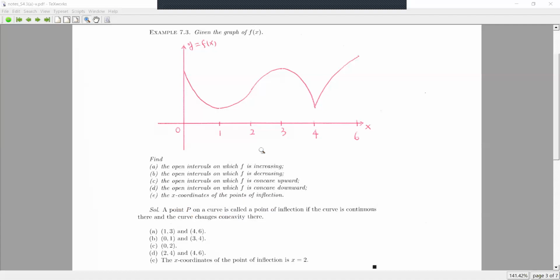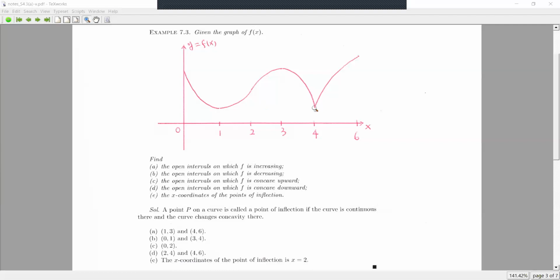So go back to the graph. At which point on the graph is concavity changing? I can see that at this point, the curve changes from concave up to concave down. So this point on the graph is a point of inflection. Its x coordinate is 2. So the answer is the x coordinate of the point of inflection is 2.